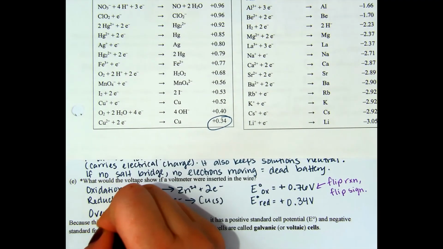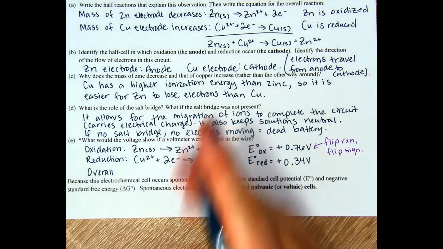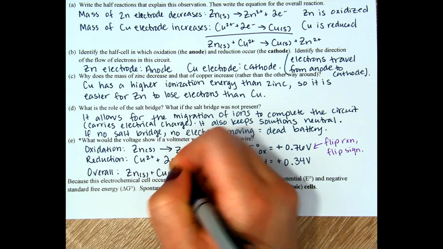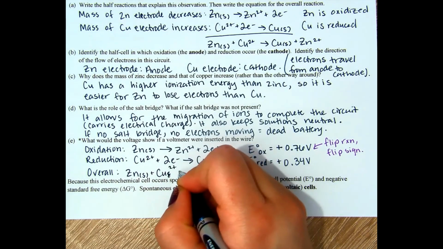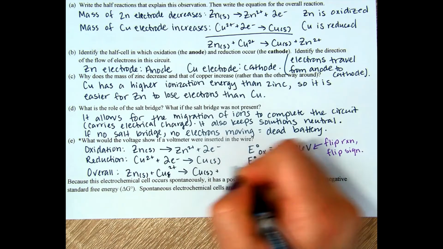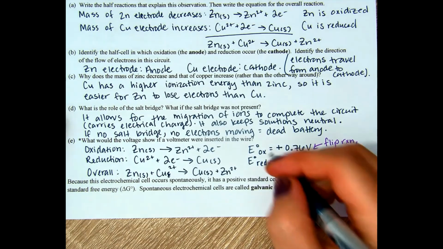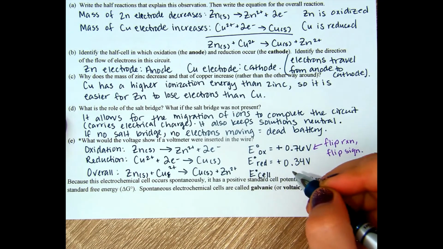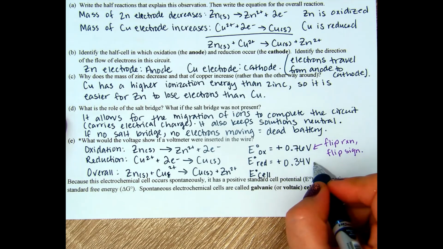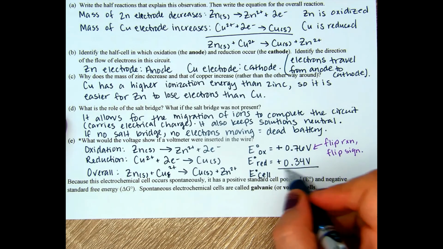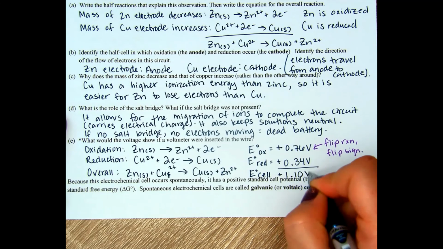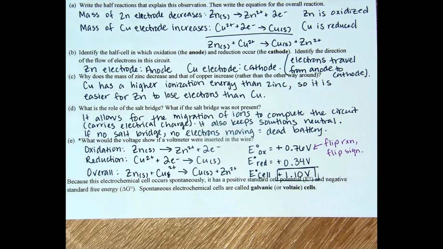So overall, we have our zinc solid plus copper 2 plus, yields solid copper plus our zinc ions. And our electrochemical potential for the whole cell at this point now is these numbers added together. So all you have to do is add these numbers together and you get the voltage for the entire cell. So we end up getting a positive 1.10 volts, and that's for a whole cell. So if you were to stick a voltmeter in that wire, it would read 1.10 volts.